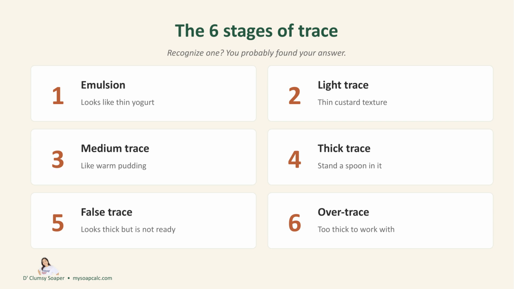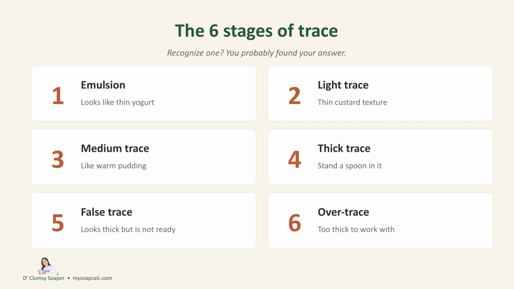Trace does not happen all at once. It moves through distinct stages, and knowing where you are in that progression changes everything about how you work with your batter. You start with a thin, milky emulsion, then move through light and medium trace, which give you the most flexibility for swirls and designs. Thick trace is workable, but limits your time.